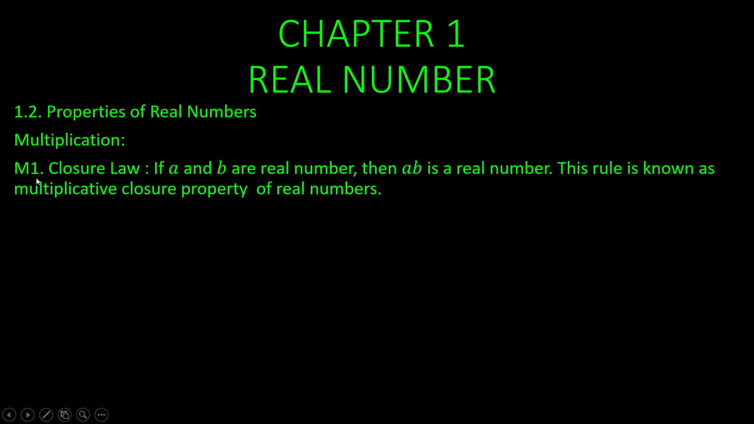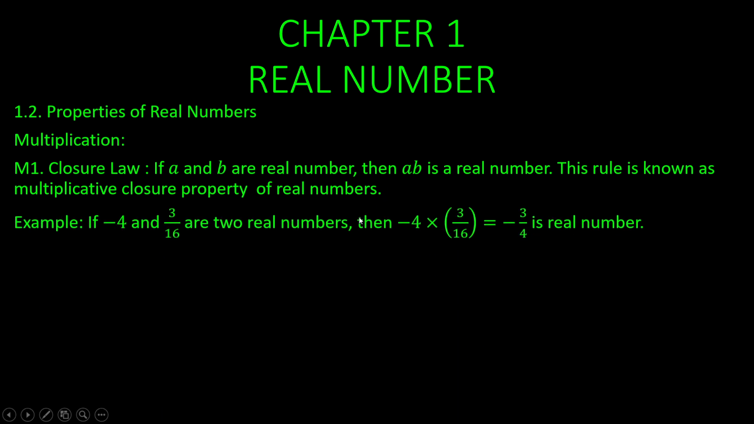Now I am going to discuss the multiplication rules of real numbers. So the first multiplication rule is M1, which is known as the closure law. If a and b are real numbers, then their product ab is also a real number. This rule is known as the multiplicative closure property of real numbers.